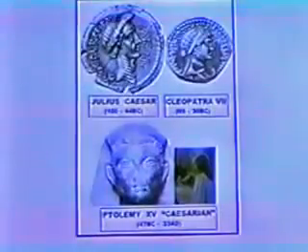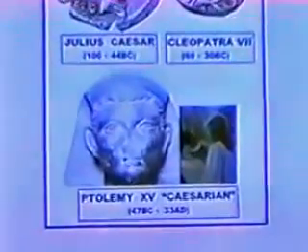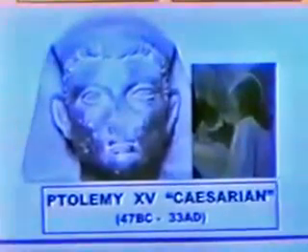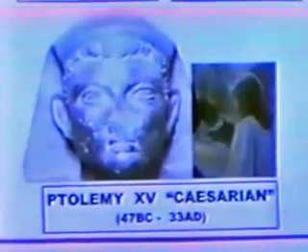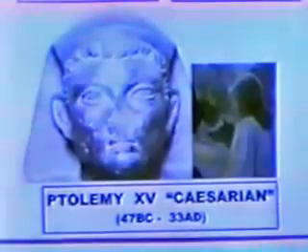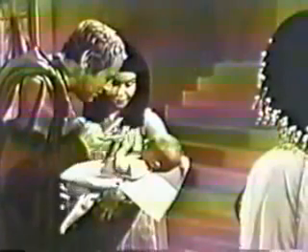How is that possible? The historical facts show that the last pharaoh of Egypt was Ptolemy XV, who was nicknamed Caesarion or Little Caesar. Born in 47 BC, Caesarion was the son of two of the most famous parents in world history, Roman ruler Julius Caesar and Egyptian pharaoh Cleopatra.